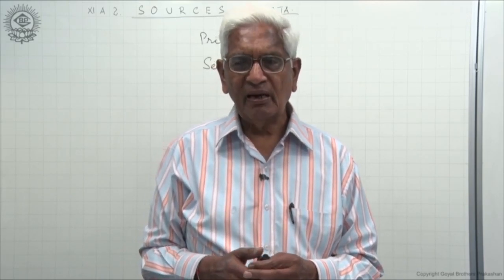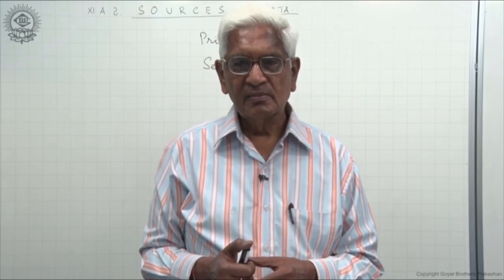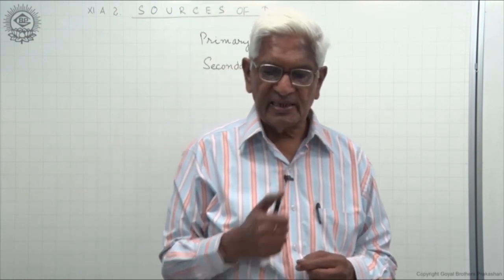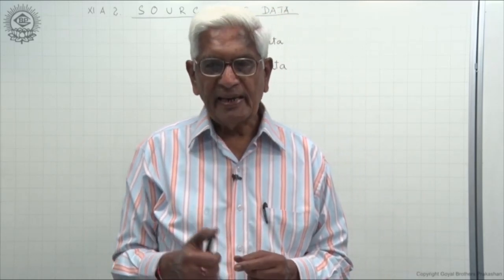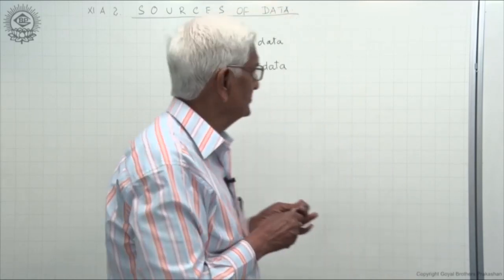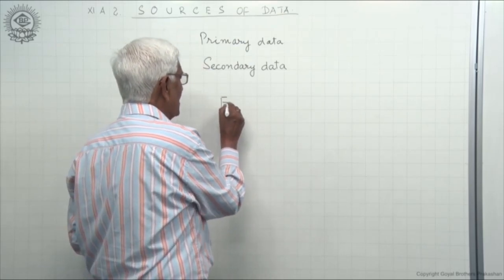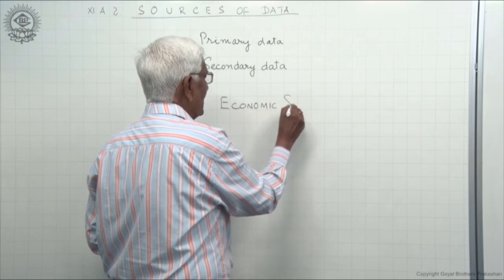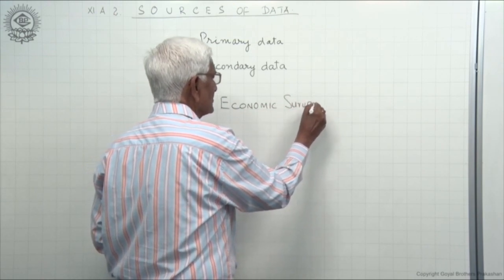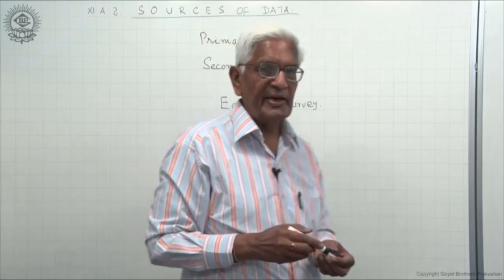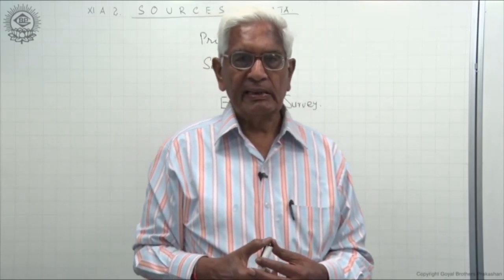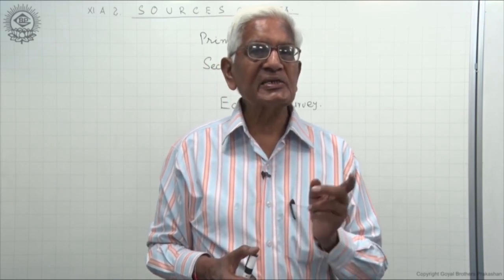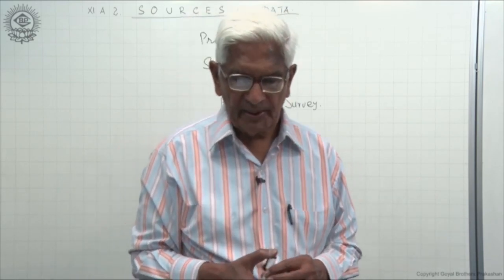So, principally speaking, theoretically there can be two sources, primary source and the secondary source. I gave you the example of Economic Survey. There is a magazine called Economic Survey. It is published by Government of India every year before the budget, and it contains data about all the aspects of the economy, of the Indian economy.